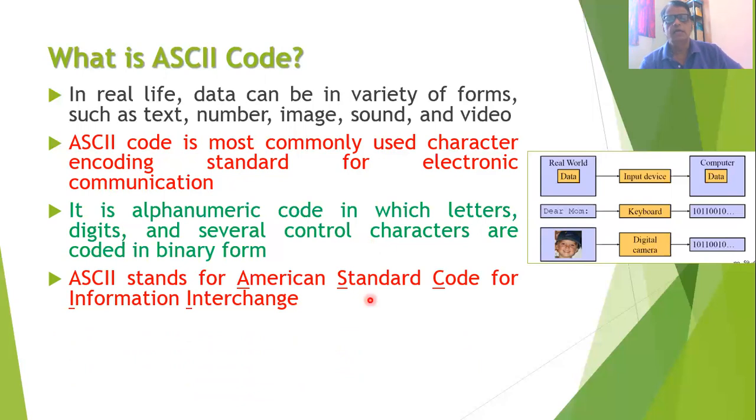The word ASCII actually stands for American Standard Code for Information Interchange. A is taken from American, S from Standard, C from Code, I from Information, and the next I from Interchange. So ASCII is a short form, and its long form is American Standard Code for Information Interchange.